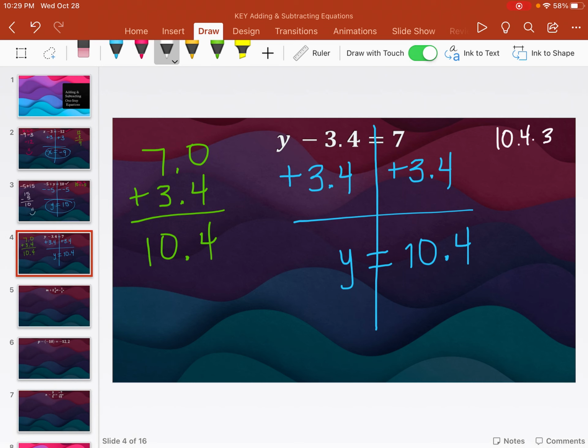Just like before, you can always check your work by plugging it back in. 10.4 minus 3.4. If I subtract that, I get 7. And guess what? I get a happy teacher.